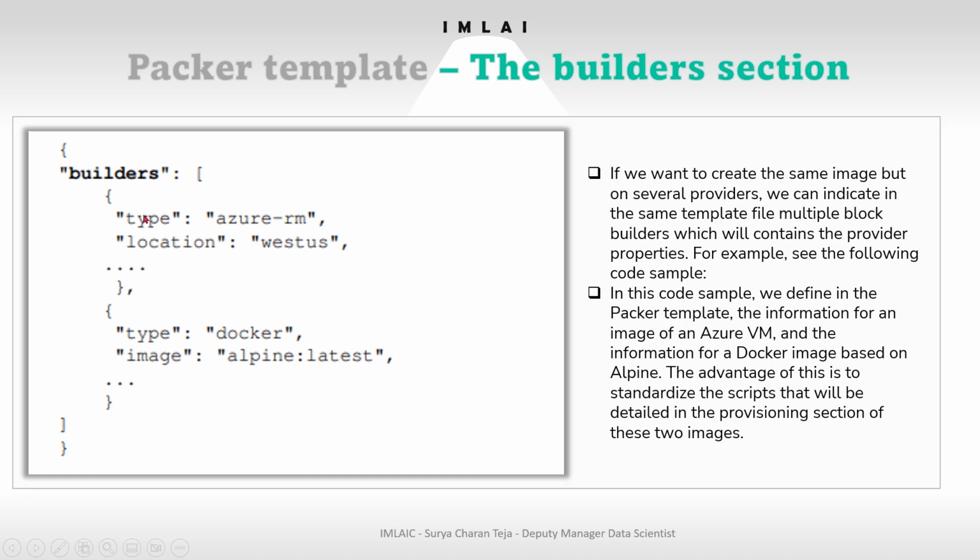Inside the builder section you have two builders. The first one is Azure RM and the second one is Docker type. Location is West US, and then the image that you have mentioned is Alpine latest. So this is how you can mention two or multiple providers. So in this code snippet, we define in the Packer template the information for an image of an Azure VM and the information for a Docker image based on Alpine.